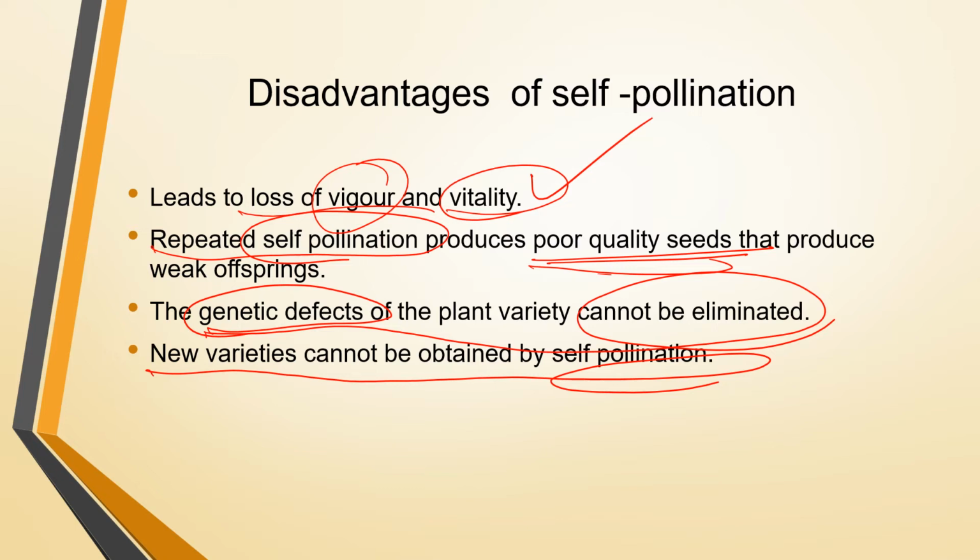And new varieties cannot be obtained in self-pollination. So as there are advantages, there are several disadvantages also. So let us see what are the advantages and disadvantages of cross-pollination. First, we should learn what is cross-pollination, then we will move on to those. Now let us move on to the next slide.